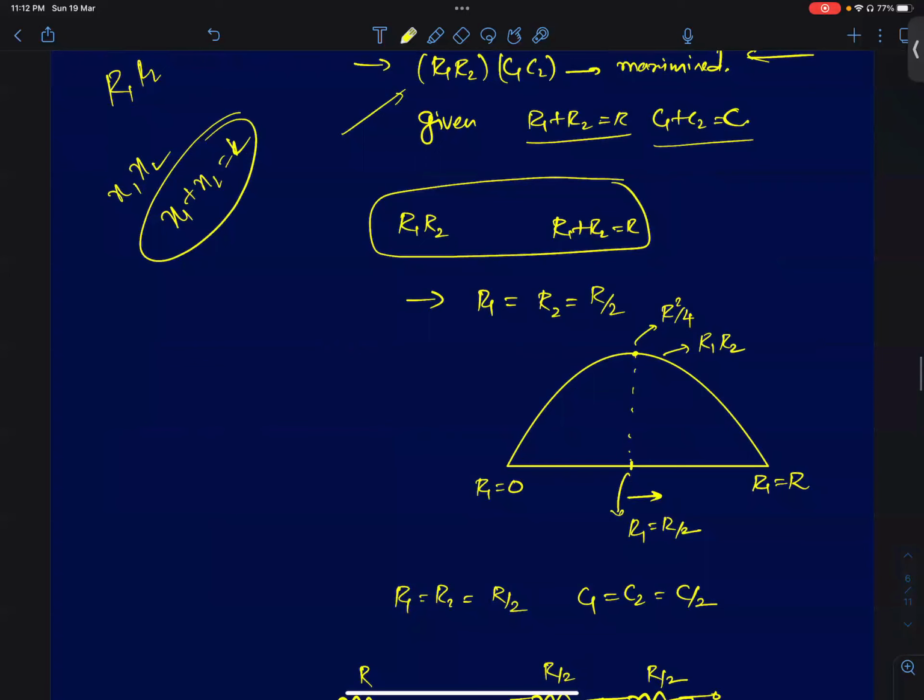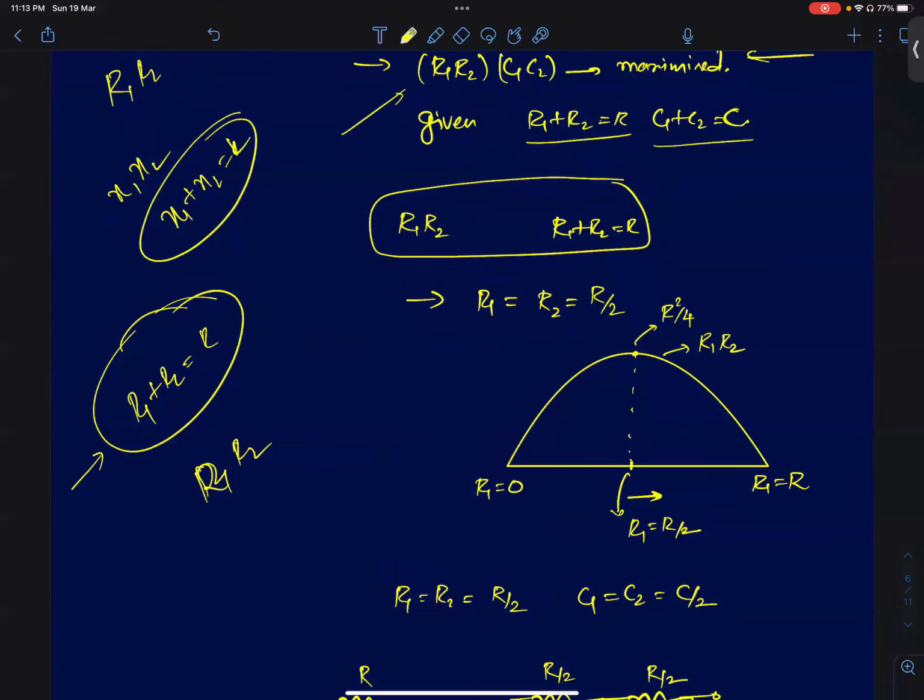It will look like this. R1, R2. I need to plot R1 into R2. And remember, the values of R1 and R2 cannot exceed R, right? The sum is equal to R. So individually their values cannot exceed R, and both of them are positive. That condition is given.